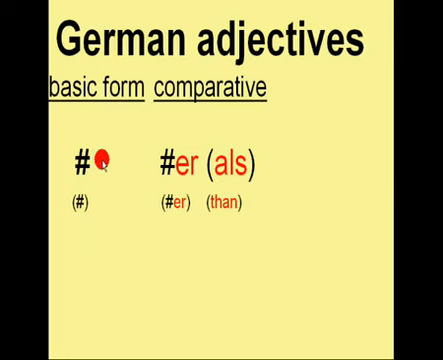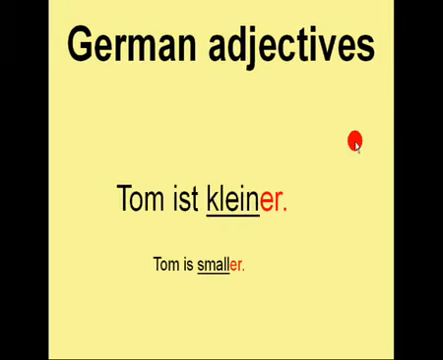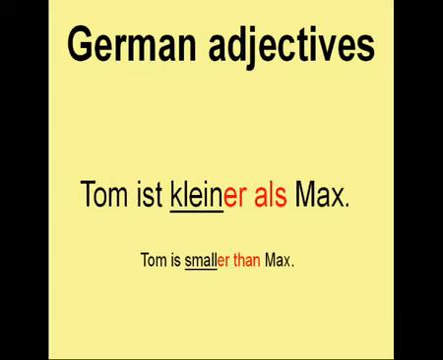From now on I will use this sign as a placeholder for every adjective. So if you want to have the comparative form of an adjective, just like in English, add an er at the end of the adjective. And for the word than, use the word als. An example sentence for the comparative form of an adjective would be Tom ist kleiner, which means Tom is smaller. And in combination with the word als, Tom ist kleiner als Max, which means Tom is smaller than Max.